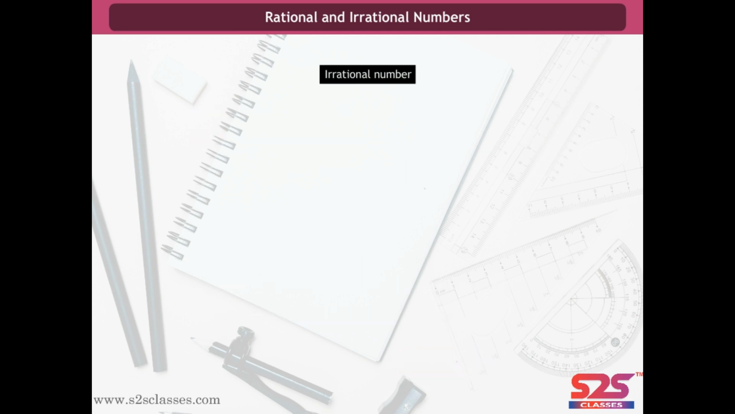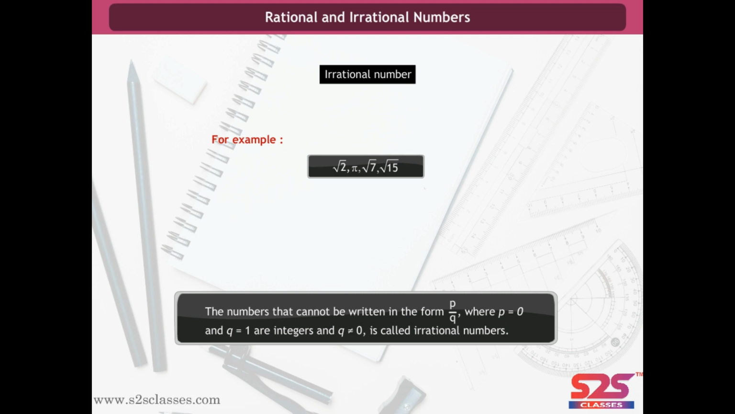Now look at the irrational numbers. For example, root 2, pi, root 7 or root 15. They are irrational numbers. That means a number which cannot be written in the form of p by q, where p and q are integers and q is not equal to 0, is called an irrational number.